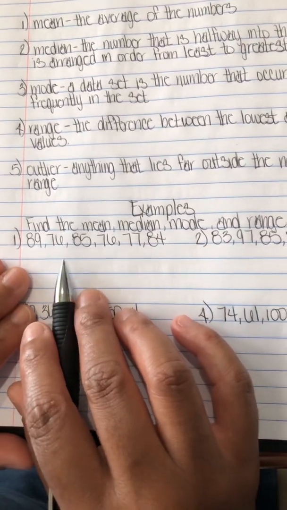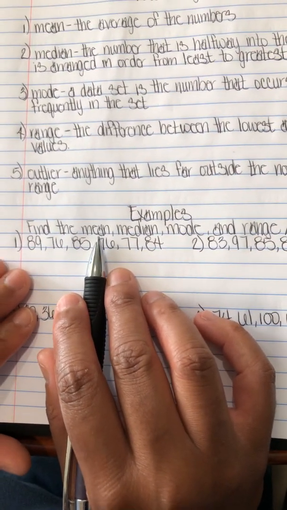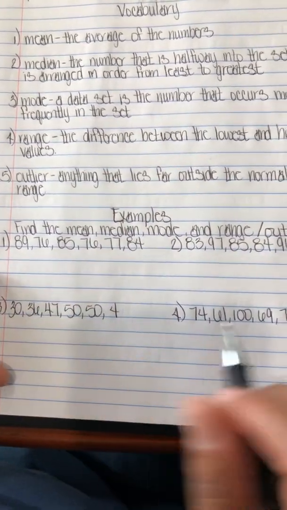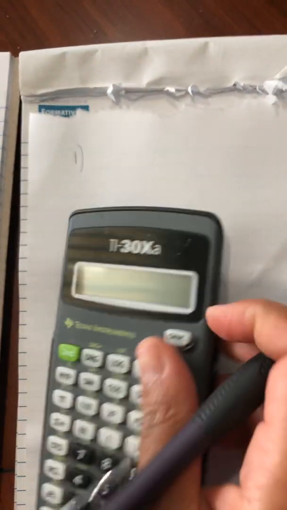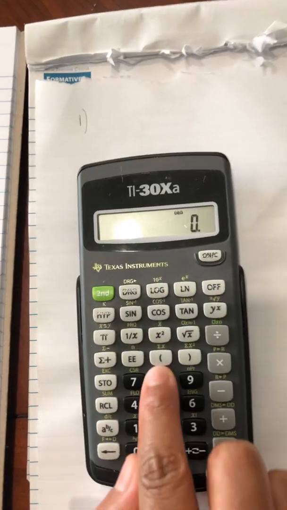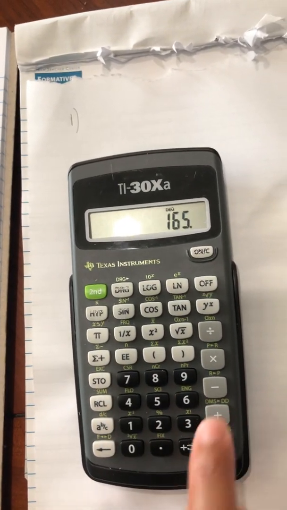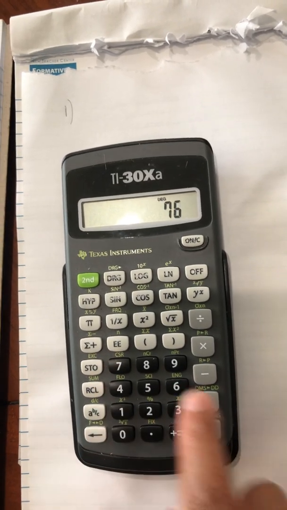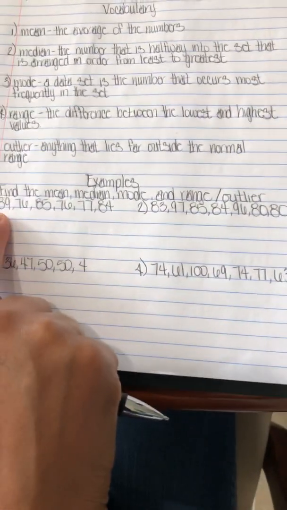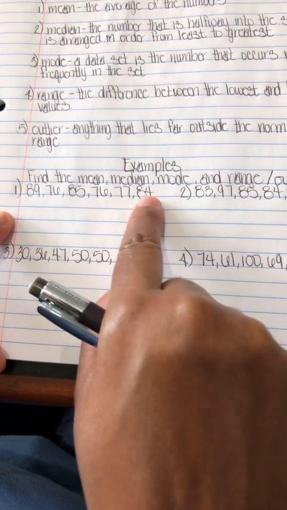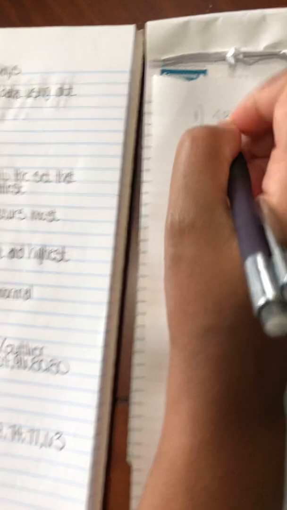Now, for my mean, I need to add up all of my numbers and then divide by how many I have. So for number 1, I'm going to take all of my numbers and add them up. So I have 89, 76, 85, 76, 77, and 84. When I added them all up, I got 487. Now, I need to go back and check how many numbers I have. I have 1, 2, 3, 4, 5, 6. So because I have 6 numbers, that means I need to divide this by 6.